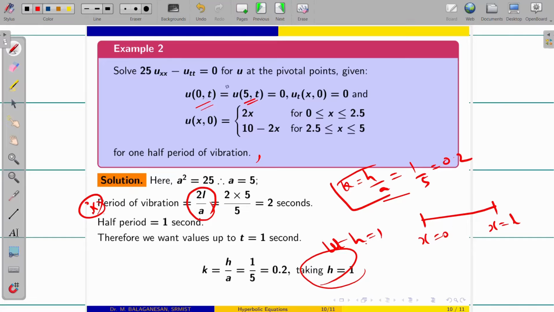So what has he given here? It is varying from 0 to 5. X equal to 0, X equal to 5. So the length L will be 5. So 2 into 5 divided by the value of a, which you can find using the differential equation. So it will be 2 seconds. So the period of vibration is 2 seconds.